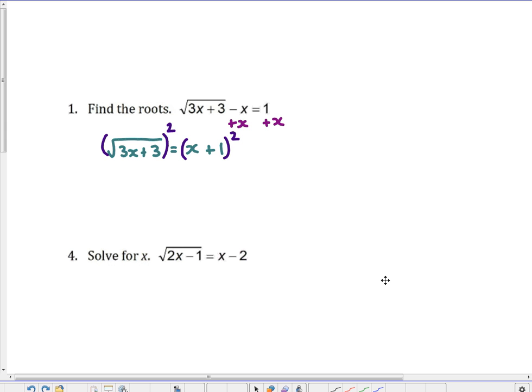Now here's where it gets really fun. The left side is beautifully easy. We square root a square, what happens? You just get itself, right? They cancel each other out. So the square root and the square cancel each other out. Super easy, life is good.